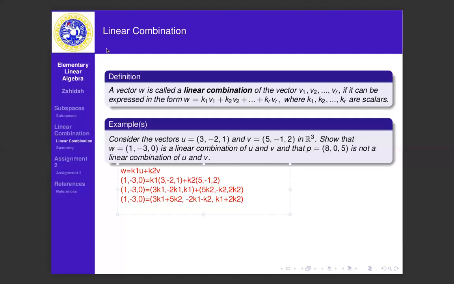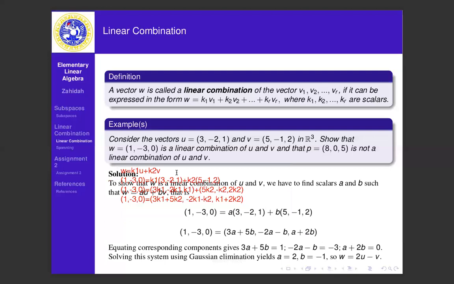Okay, solving the system, I already wrote it for you. We have 3a plus 5b equals 1, minus 2a minus b equals minus 3, the second component, and the third component we have this equation. Solving the system using Gaussian elimination, we get a equals 2, b equals minus 1, and we conclude that w equals 2u minus v.